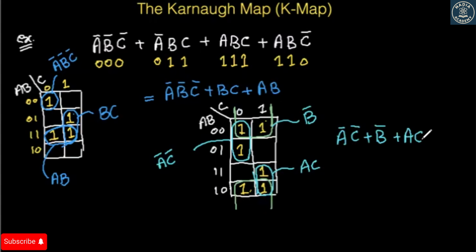So this is actually the solution of this table, which is A bar, C bar plus B bar plus AC. Good. So now we solve a few more examples from our 16 cells K map that is more important.